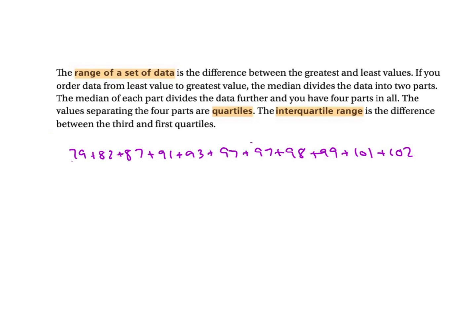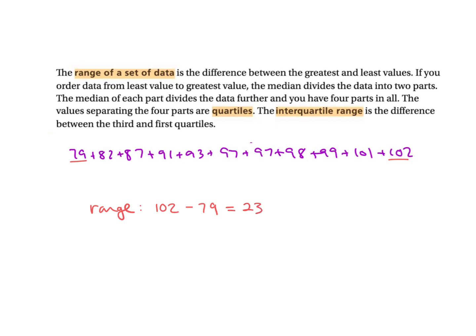Our next goal is going to be to make a box and whisker plot. But before we do that, we need to define a few more measures of data. The range of a set of data is the difference between the greatest and the least values. So I took the data from, I think, the first problem we did, just to demonstrate. The range of this data, since these data values are already listed in order, is our greatest data value, 102, minus the least, 79, which equals 23.